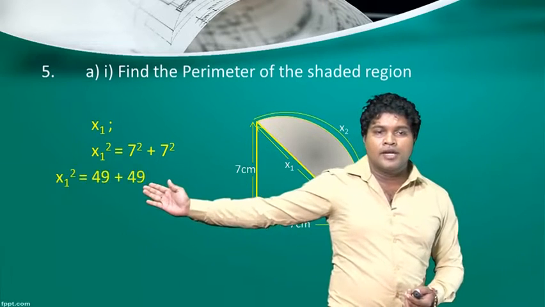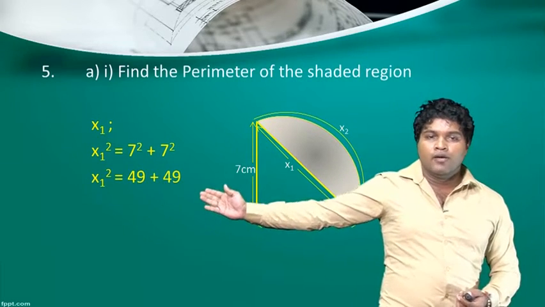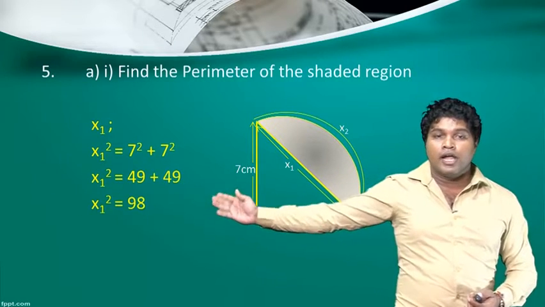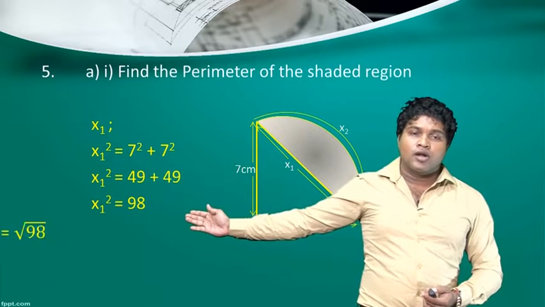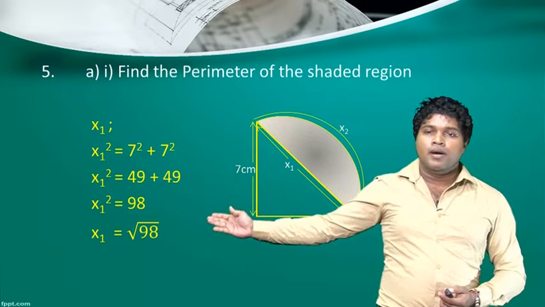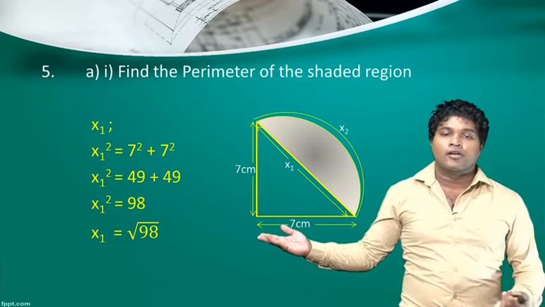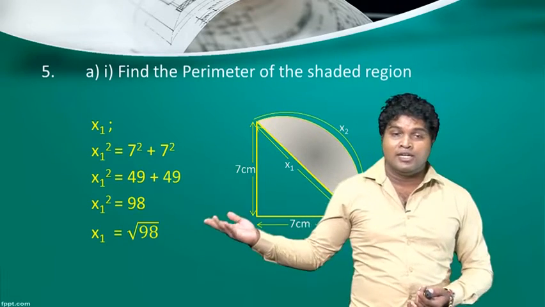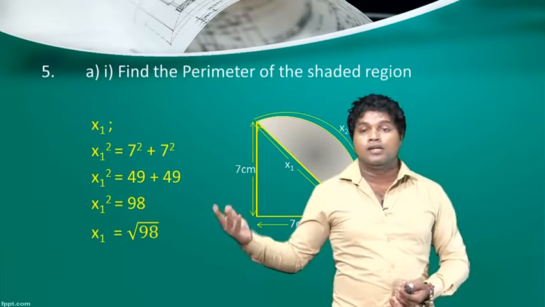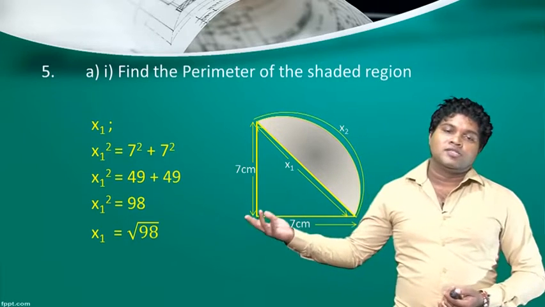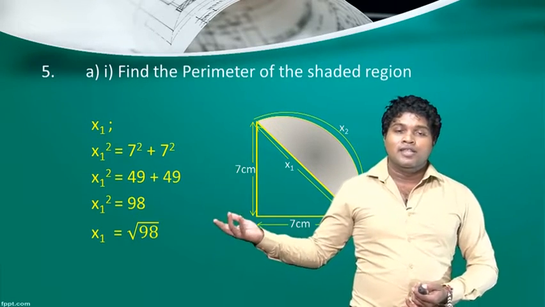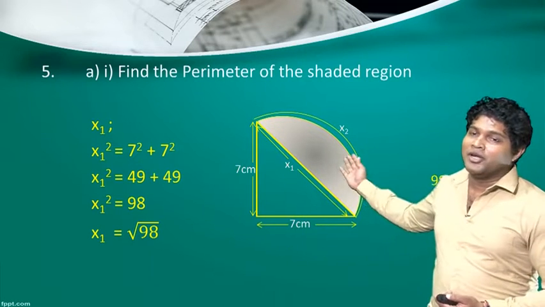Then 7 squared is 49, so you know, 98, x1 squared. To get x1, you have to get the square root of 98. But in this circumstance, we cannot find root 98 easily because 98 is not a square number. Then you have to use another optional method to get the square root of 98. That's what we are going to do here.